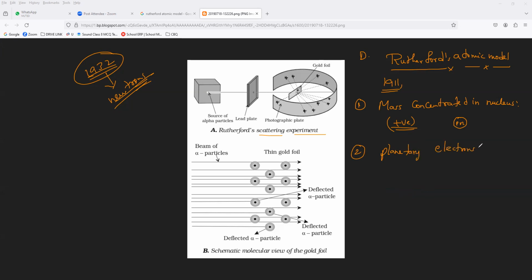Planetary electrons. So what does it mean? The electrons revolve around the nucleus in well-defined orbits or circular paths, just like how the planets are revolving around the sun. So that is why Rutherford called these electrons, what can we call it as? Planetary electrons.